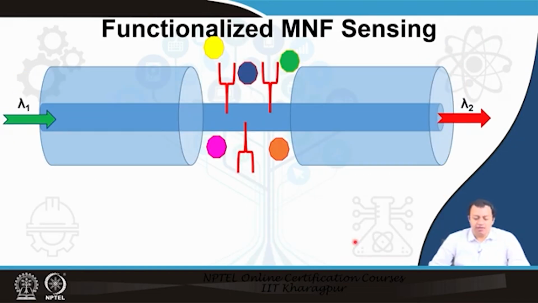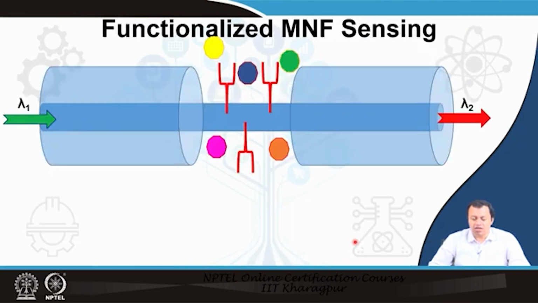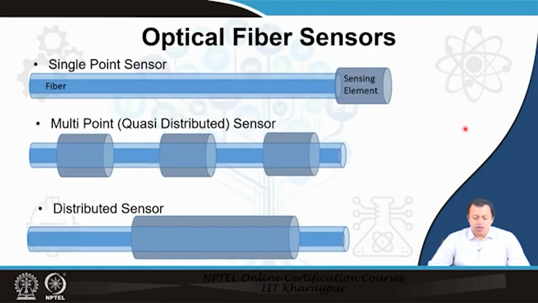Similarly, you can have structures such as this, functionalized MNF sensing multiple areas, multiple network formation. You can have lambda 1. If there had been no antigen-antibody, then you would have got lambda 1 itself, but now you have modification, you have lambda 2 with and without analyte.